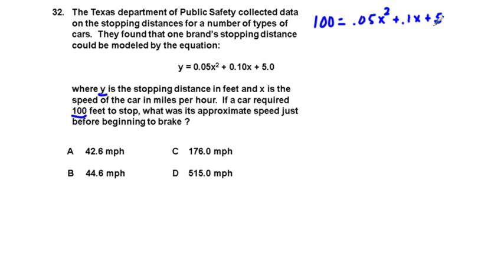And to solve this equation, there are different ways. If we subtract 100 from both sides of this equation, we're going to have 0 equals 0.05x squared plus 0.1x, and 5 minus 100 is going to be minus 95. And we can use the quadratic formula. We can solve by graphing. I don't think something like this is going to be too easy to factor. Maybe it's factorable, but I don't know that it will be.